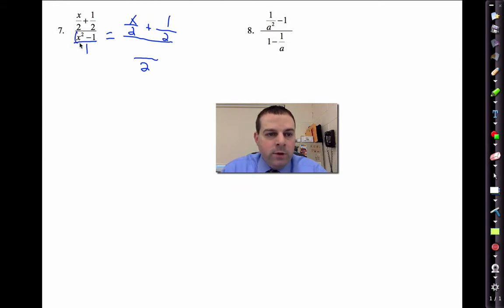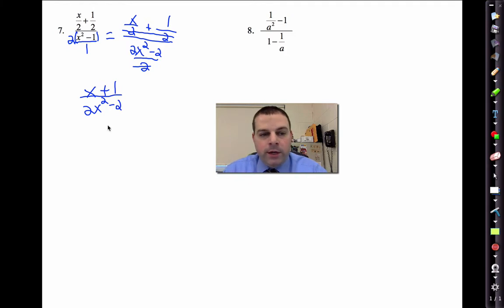But what I need to be careful about is when I multiply that bottom fraction by 2, it does have to distribute through to get 2x squared minus 2. So again, we have our 2 fractions in the numerator, our 1 fraction in the denominator all over 2, so they cancel out via keep change flip. I have a factor of x plus 1 in the numerator, and then 2x squared minus 2 in the denominator.